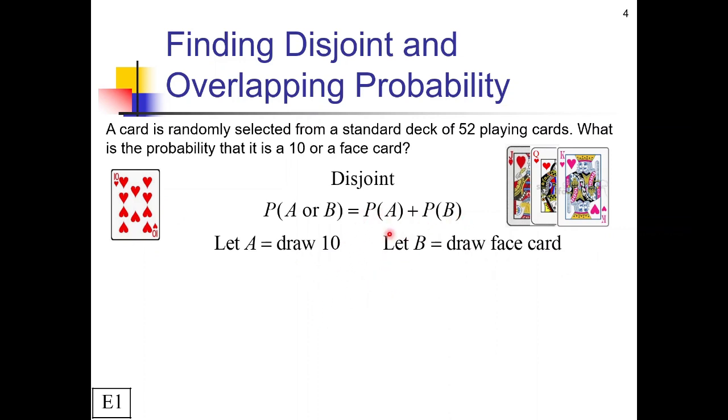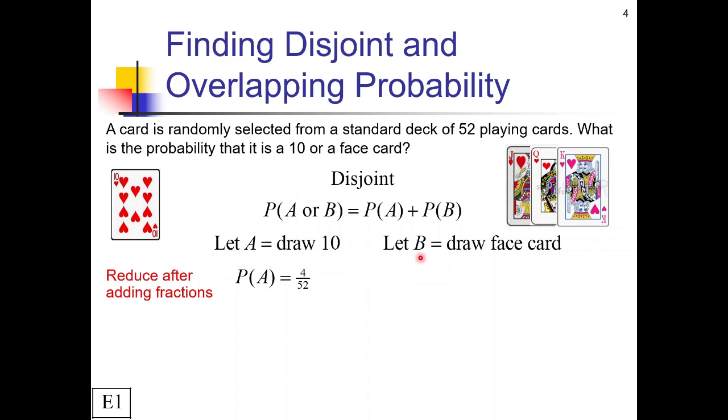The probability of drawing a 10, well, there's 4 10s in a deck of 52, so 4 out of 52. And we're not going to reduce this yet because, as we can see up here, we're going to be adding fractions together. So we're actually going to reduce after we add the fractions together. If we reduce too early, then we'll have to get a common denominator, and that just takes longer.